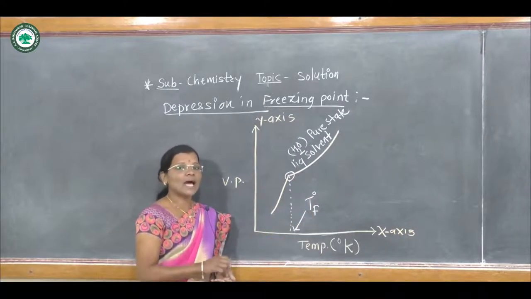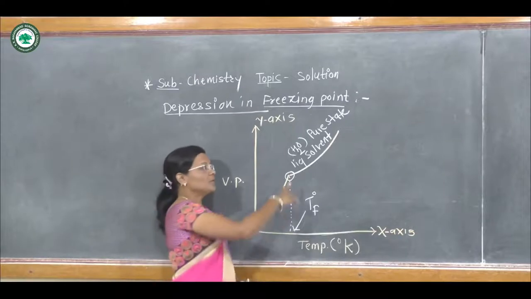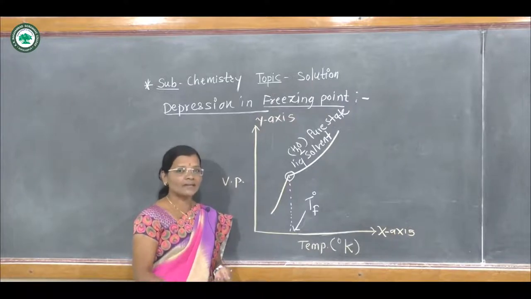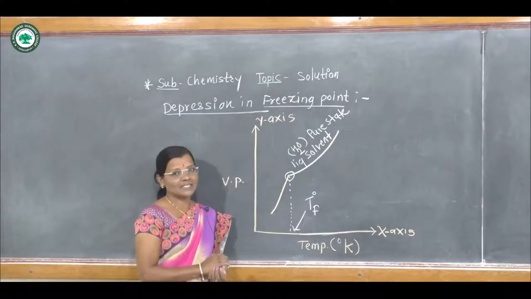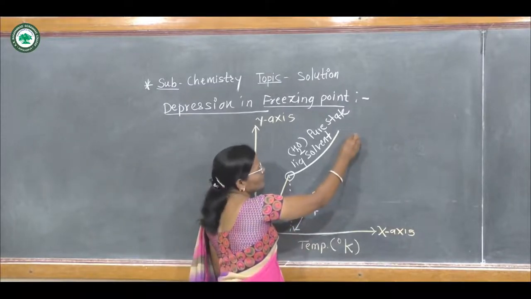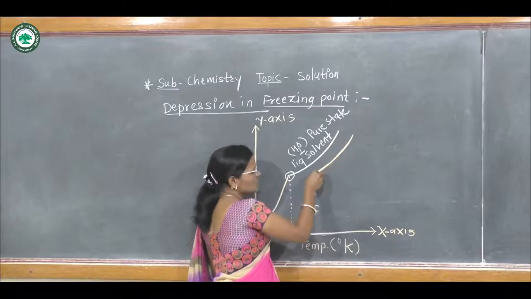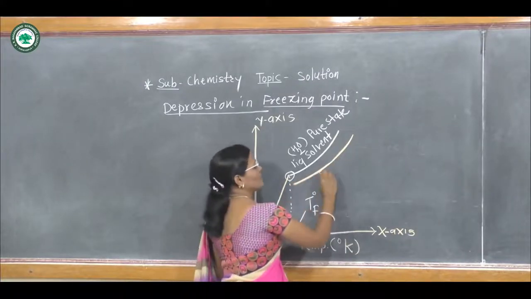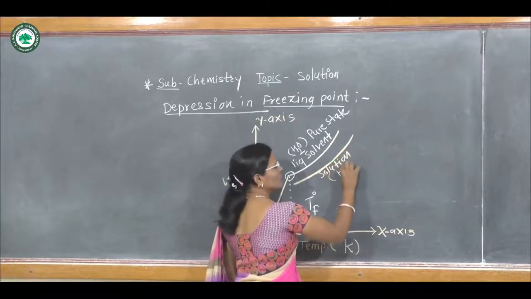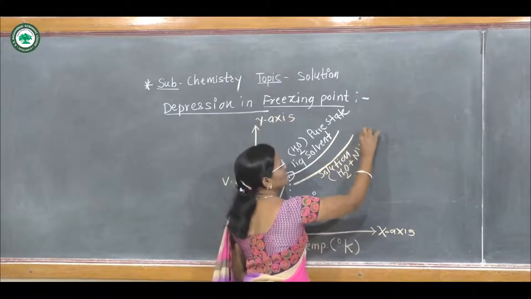Now here, if we add non-volatile solute into this water, then we know that when non-volatile solute is added into pure water, its vapor pressure decreases because the rate of vaporization decreases, and hence the vapor pressure curve for the solution containing non-volatile solute always lies below the curve for pure solvent. Now this is the curve for vapor pressure of solution, that is nothing but water plus non-volatile solute.